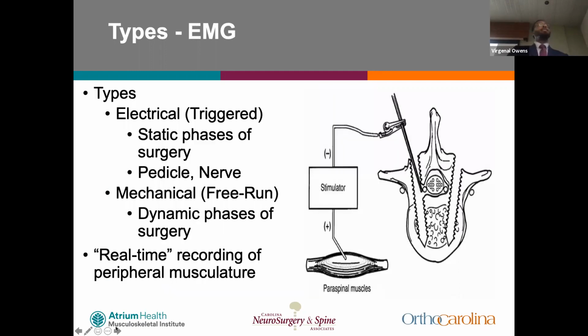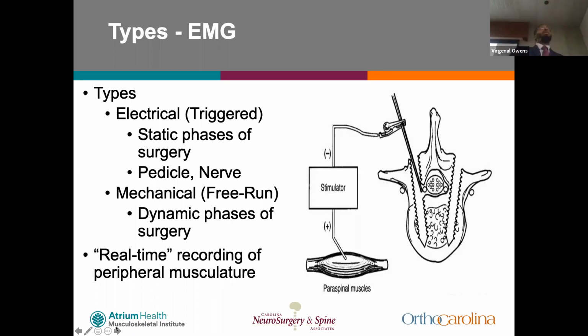The third type is EMG, and there are 2 types that are usually done. First is electrical, which is also known as triggered. This is during static phases of surgery. So you usually see this when you are beginning to place pedicle screws and you're evaluating whether you have a breach or not.